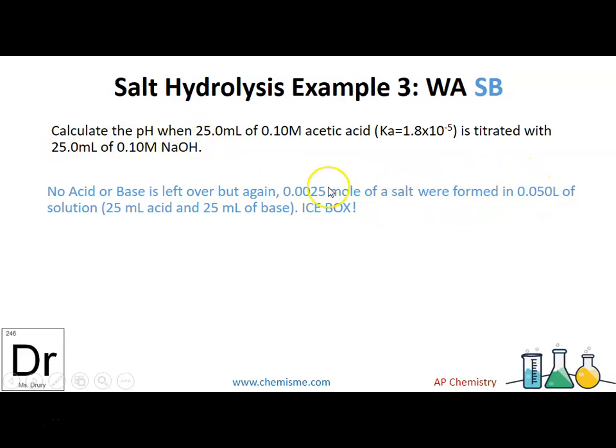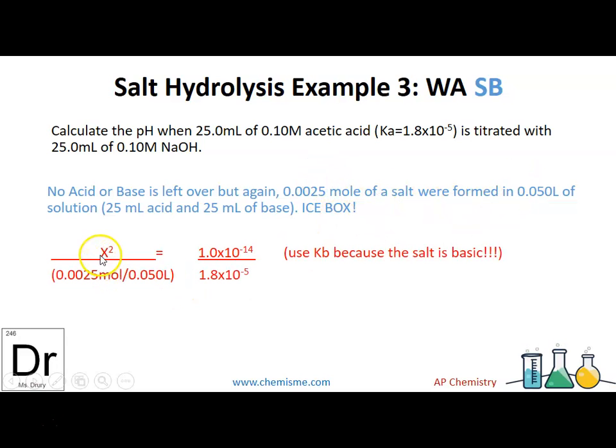We need to know that because ICE boxes only get molarities, right? So this looks really similar. X squared over the molarity is a K, but remember the K is for a basic salt, and they give you how weak the acid was. The acid is going to turn into a basic conjugate, a basic salt, and so we need to conjugate our K. Since they gave us a Ka, we need to change it to a Kb. This is really common, so just be aware that that's probably going to happen in salt questions.